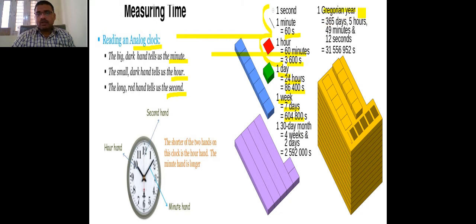A Gregorian year is 365 days, 5 hours, 49 minutes and 12 seconds. If we convert this time into seconds, the figure comes to around 3 crore 15 lakh 56,952 seconds. That much time will be covered.